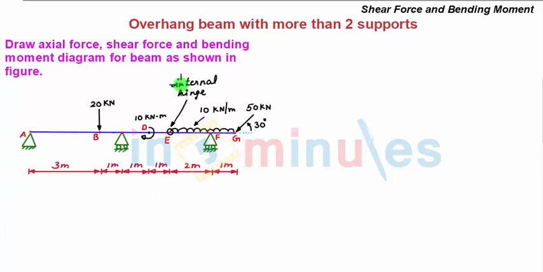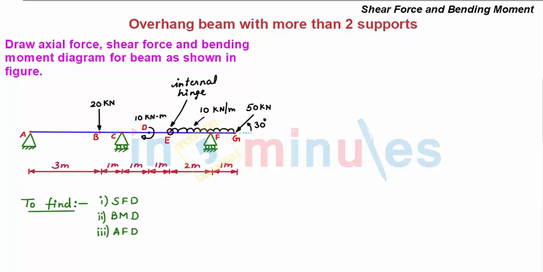So this is the given beam, which consists of a hinge support at point A and two roller supports at points C and F. We have a downward point load of 20 kN at point B and an inclined point load of 50 kN at point G, and we have a clockwise moment of 10 kN magnitude at point D, and at E we have an internal hinge.